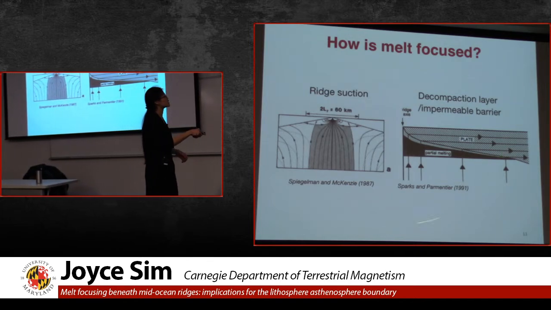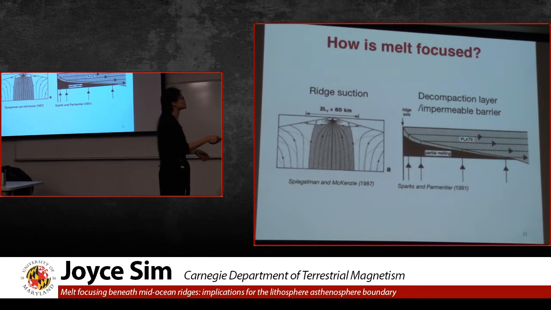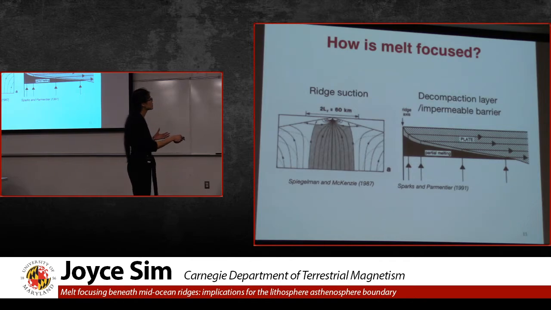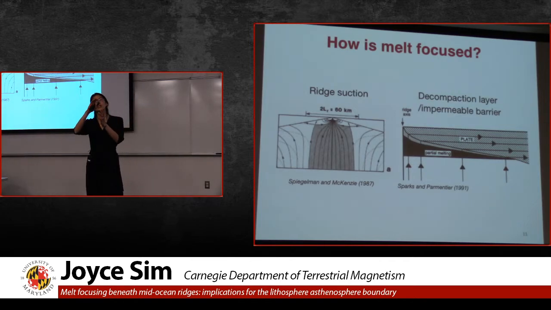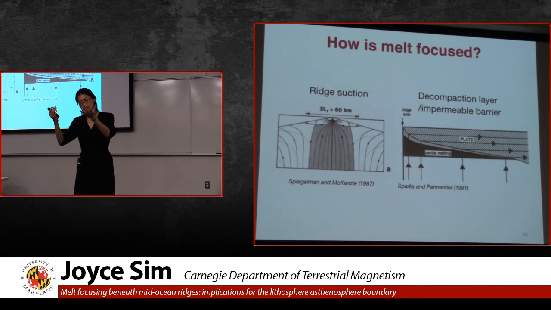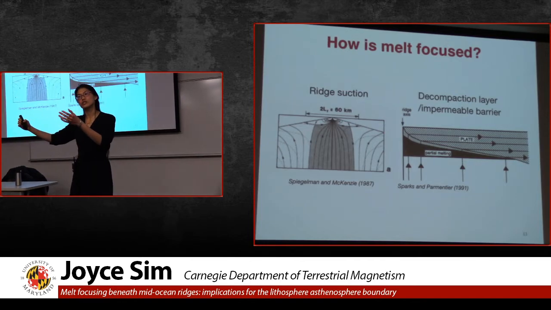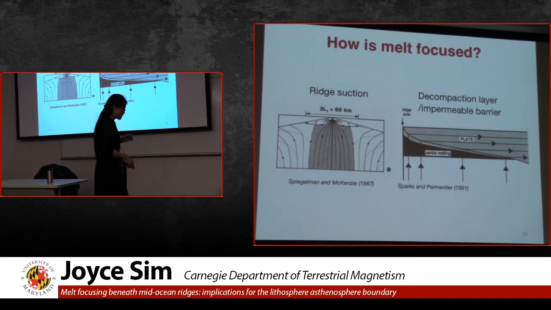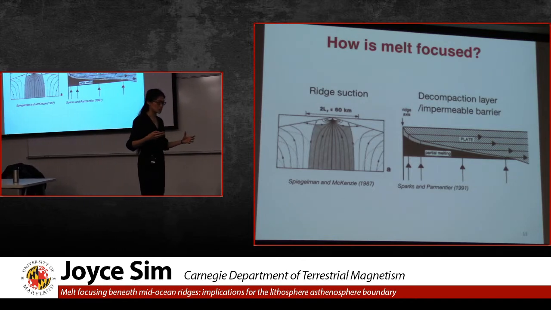And then on the right here, some of you might be familiar with this decompression layer, or what we can also call an impermeable barrier, where you have a cooling plate that's thickening with age away from the ridge axis. That creates a natural sloping boundary where buoyant melt that's created over a really wide region just rises buoyantly, gets to this boundary, and gets channeled to the ridge axis. So these are the two mechanisms that are pretty well established.